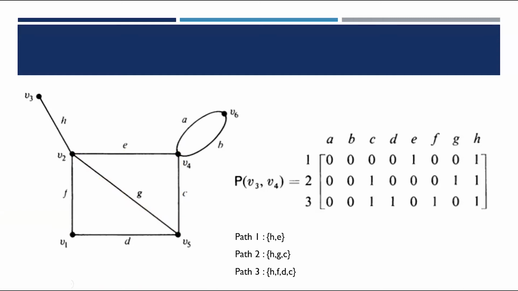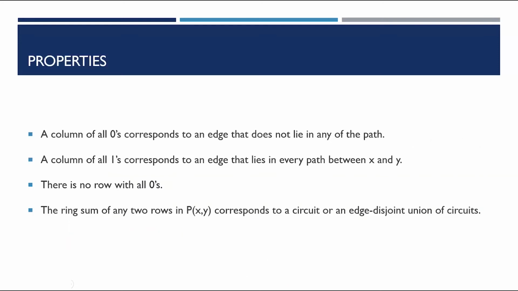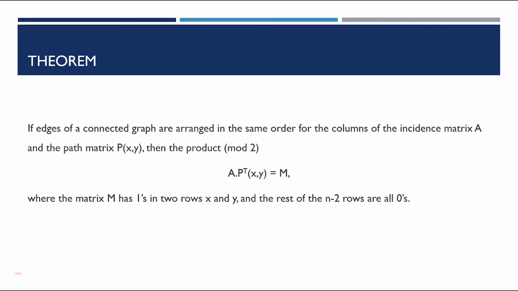Similarly, if we consider second row and third row, ring sum will be G, F, D because H and C are common in both these rows. And now again connecting G, F, D, we get another circuit. So this is specified in the fourth property. This is all about properties of a path matrix. Next, let's look at a theorem defined for a path matrix.